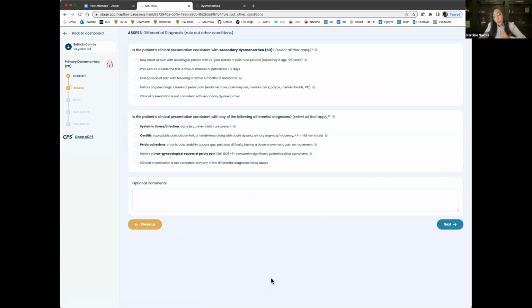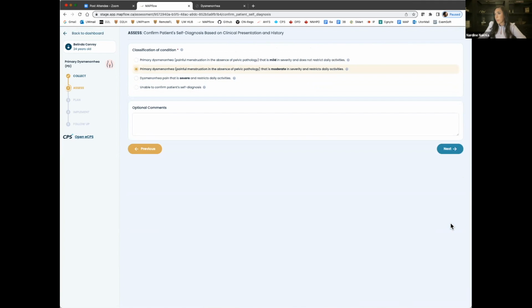Next is a really important step of ruling out other conditions. So ruling out secondary dysmenorrhea. And secondary dysmenorrhea would present with any of the following signs and symptoms. More information is always there for you. And again, kind of a definition if there's a term in there that not everyone would know. But if you just click no, none of the above, then you can proceed.